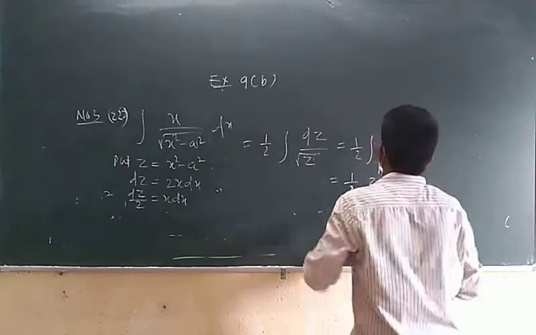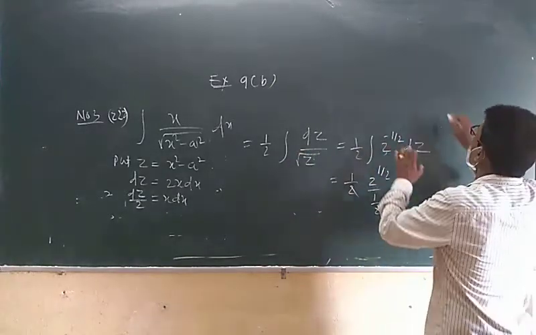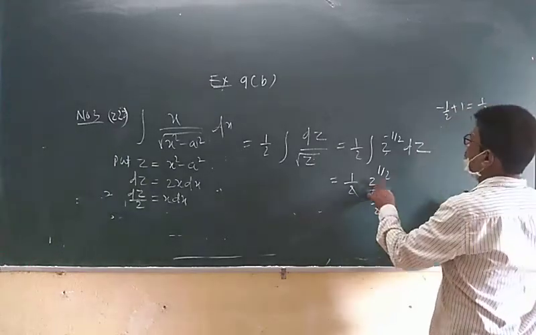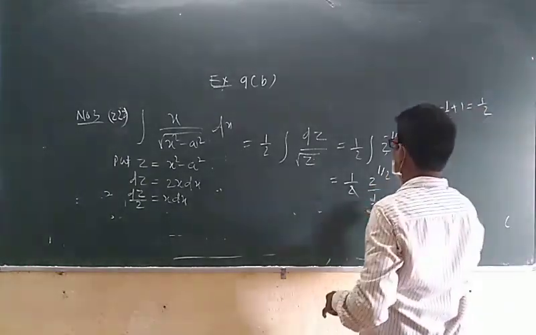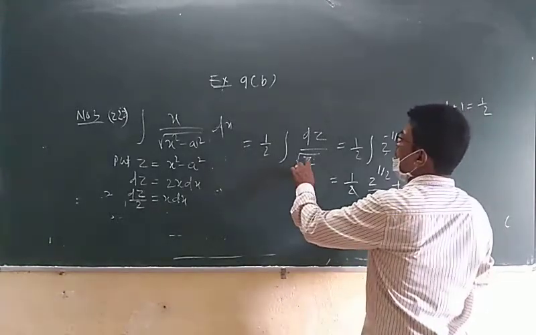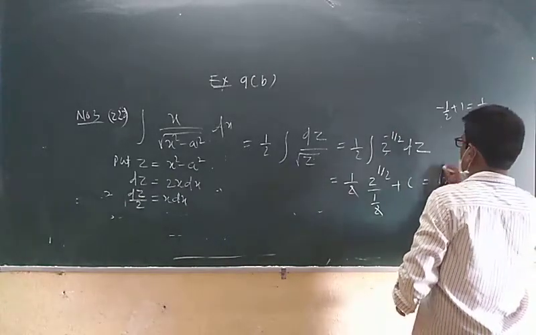The 2 and 2 cancel. Integration of z to the power minus half, minus half plus 1 is half. So z to the power half divided by half, the 2 and 2 cancel, plus c. Z to the power half means root z, and z is equal to x square minus a square, root over, plus c.